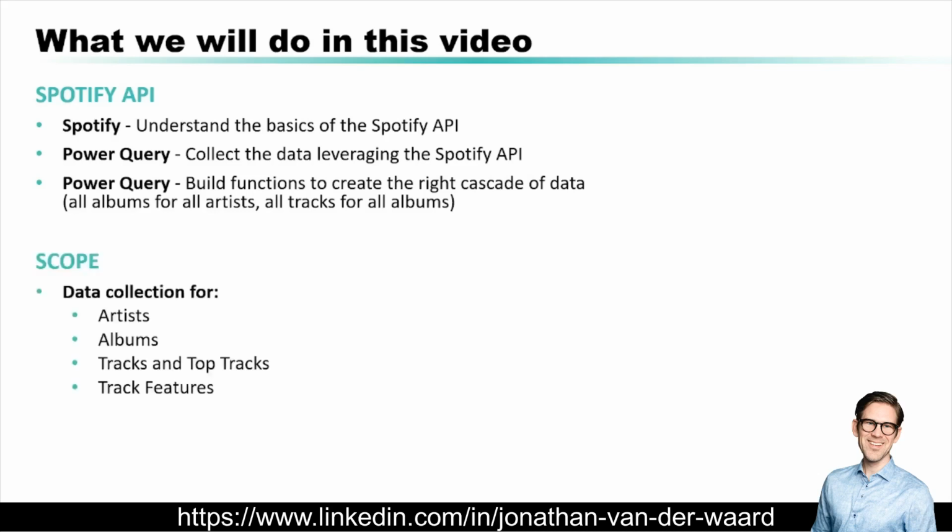What we want to do as scope is actually collect data for artists first. So things like what are the number of followers for an artist. Then we want to collect the albums for the artists. After that, we will look into the tracks that are on the albums and what are the top tracks for an artist. And in the very last minutes, I will show you how to collect track features as well.